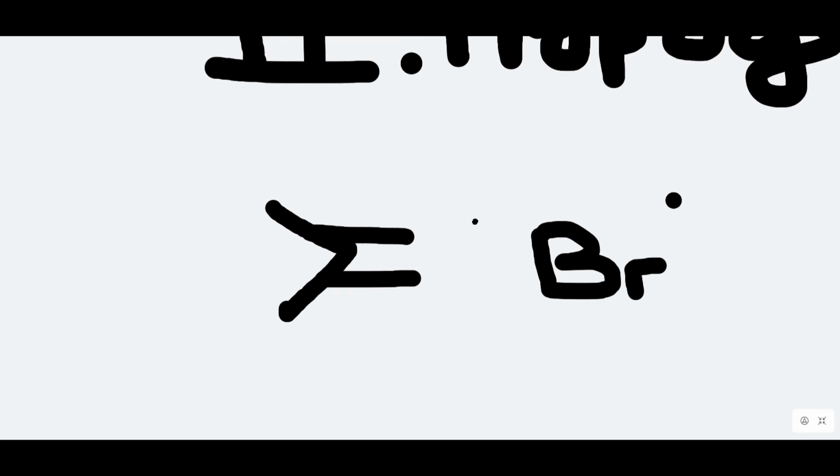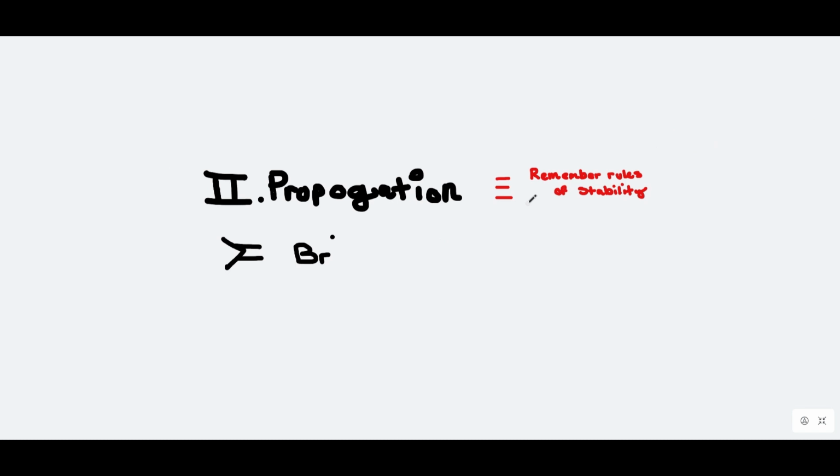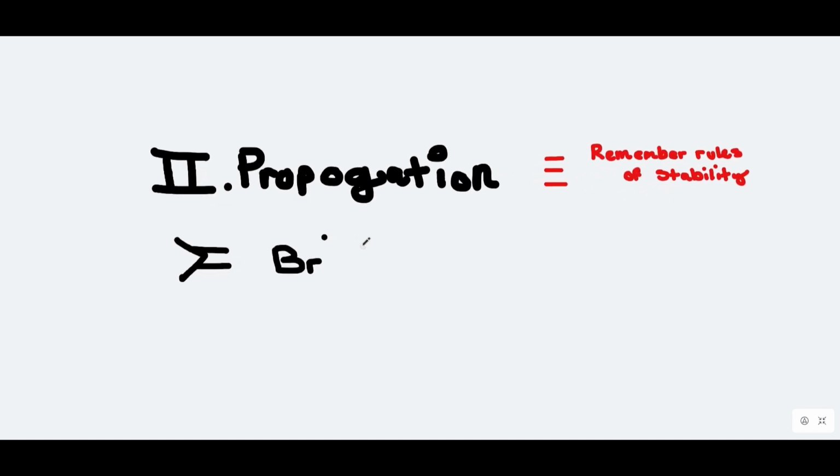This means that knowing the idea of stability, we can actually determine at this point if this will be a Markovnikov or an anti-Markovnikov product. So I'm going to give you like 3 seconds to pause the video and think about that. After saying that, think if this will be a Markovnikov or an anti-Markovnikov product.